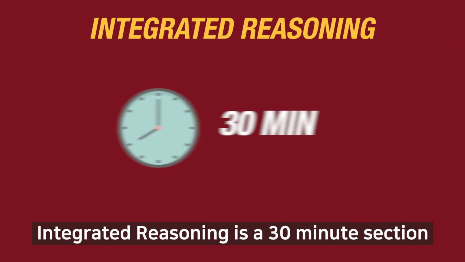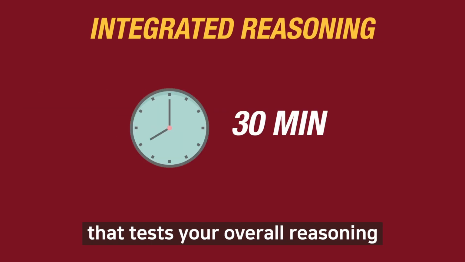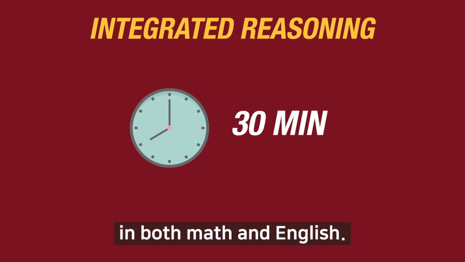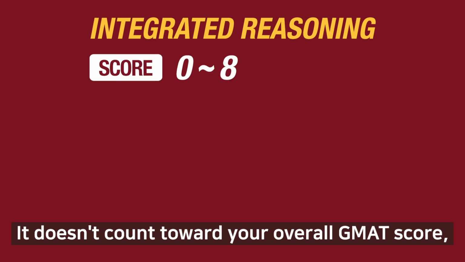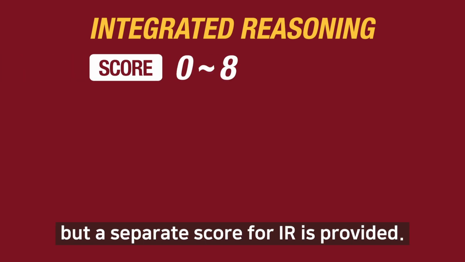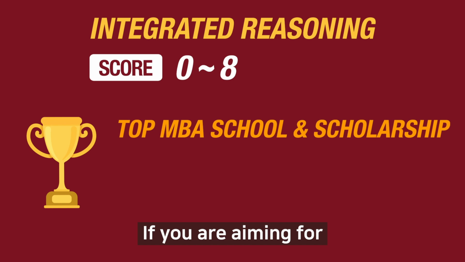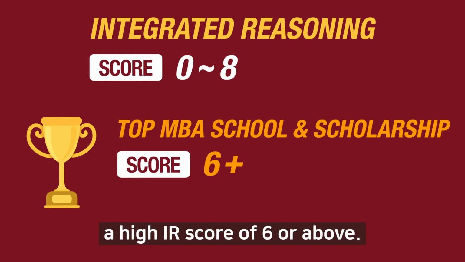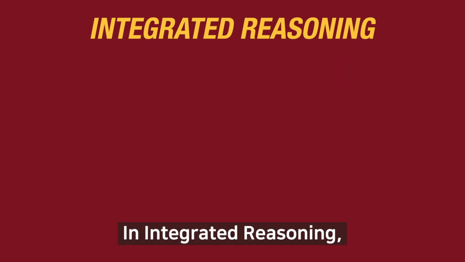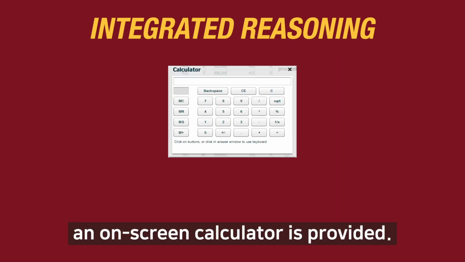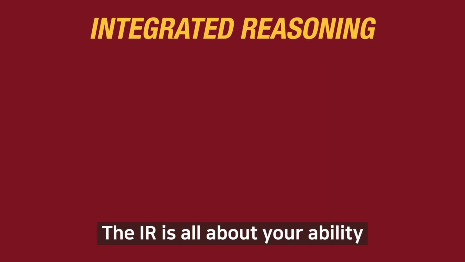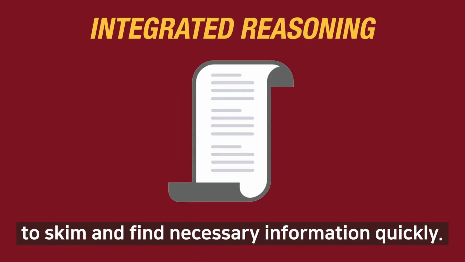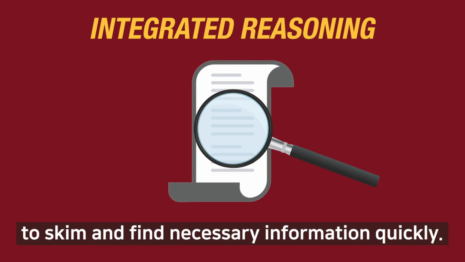Integrated Reasoning is a 30-minute section that tests your overall reasoning in both math and English. It doesn't count toward your overall GMAT score, but a separate score for IR is provided. If you are aiming for a top MBA school and scholarship, I recommend you get a high IR score of 6 or above. In Integrated Reasoning, an on-screen calculator is provided. The IR is all about your ability to skim and find the necessary information quickly.